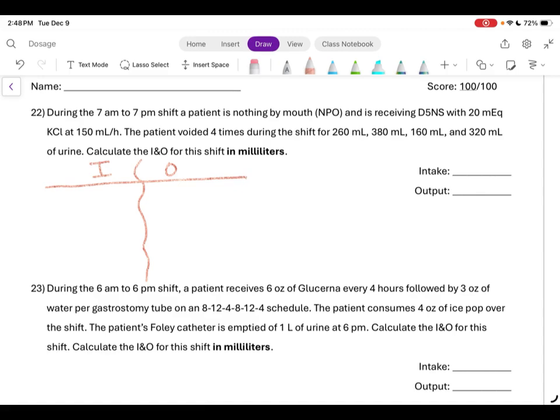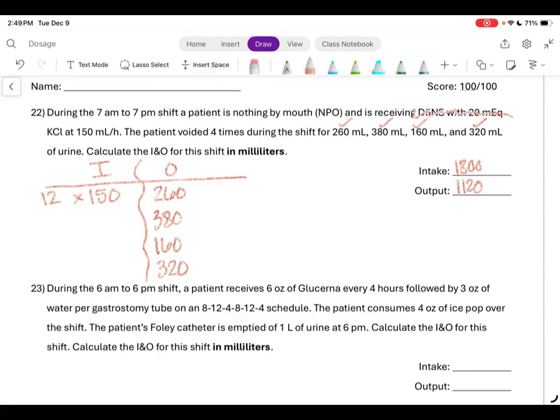This patient is, again, nothing by mouth. They're just getting some fluids. Again, none of this is important to us. We just need to know their rate, which is 150. And we're going to assume it ran for the whole shift, which is 12 hours. Okay? Patient voids 4 times, 260, 380, 160, and 320. Okay? So 12 times 150, 1800, right? And then you add up the 4 outputs and you'll get 1120.